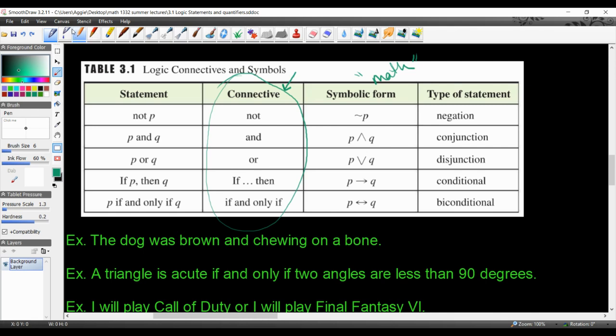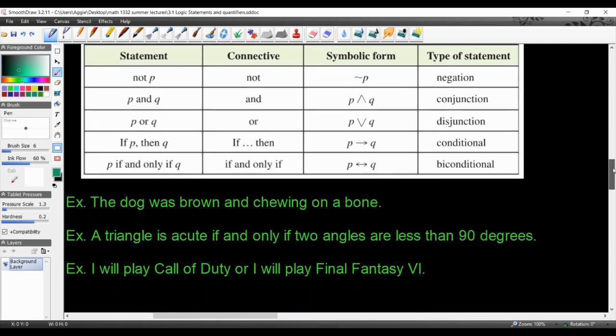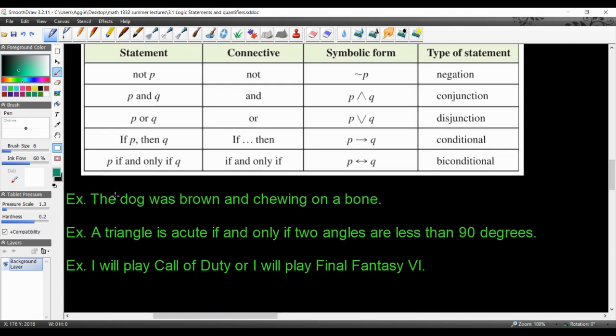So I'm going to go ahead and use the same exact examples, just so you can see how we would use something like this. The first thing you want to do is try to find the statements and try to find the connectives. Remember, the connectives are the ones that I circled up here. In the first example, we had that the dog was brown. So there's our statement. And let's use blue: chewing on a bone.